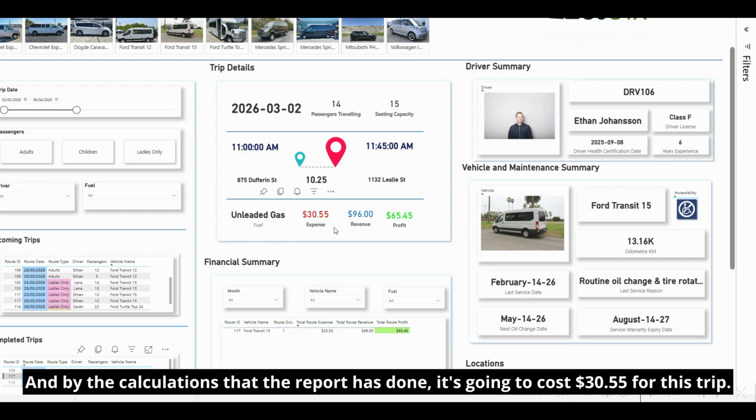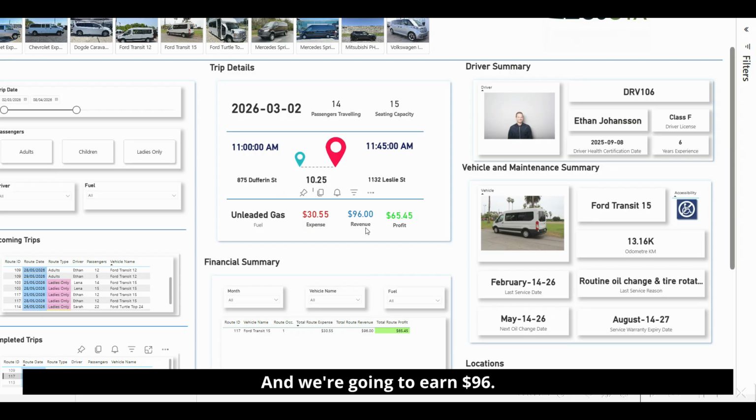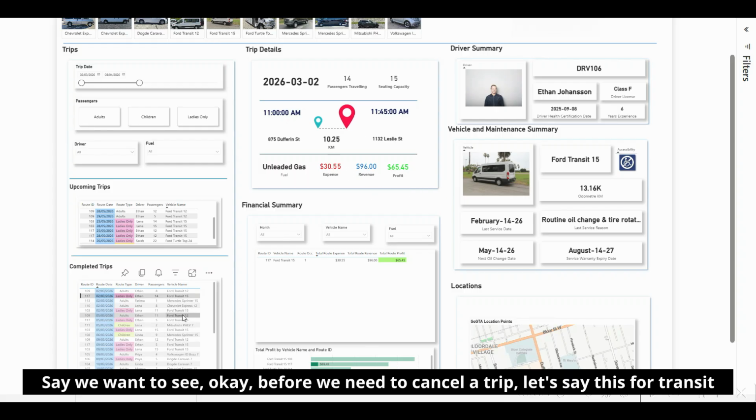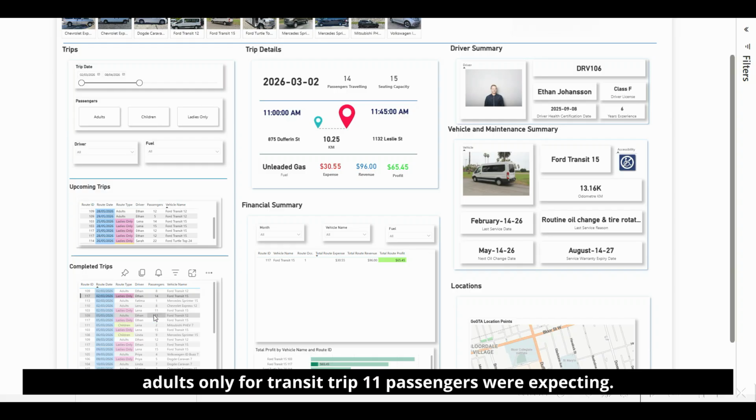And by the calculations that the report has done, it's going to cost $30.55 for this trip. And we're going to earn $96. So we're only going to take back a profit of $65.45. And so on and so forth, right? So this is what we want to know per trip. Say we want to see, okay, if we need to cancel a trip, let's say this Ford Transit adults only trip, 11 passengers we're expecting.